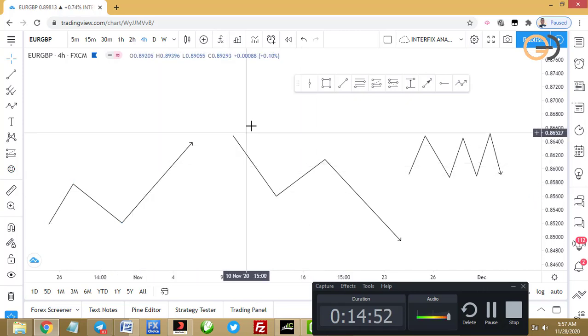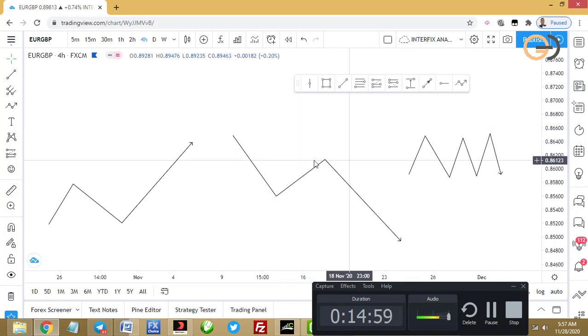So how do you now make your trading decision to know whether the market is moving to the downside or to the upside, or the market is ranging?